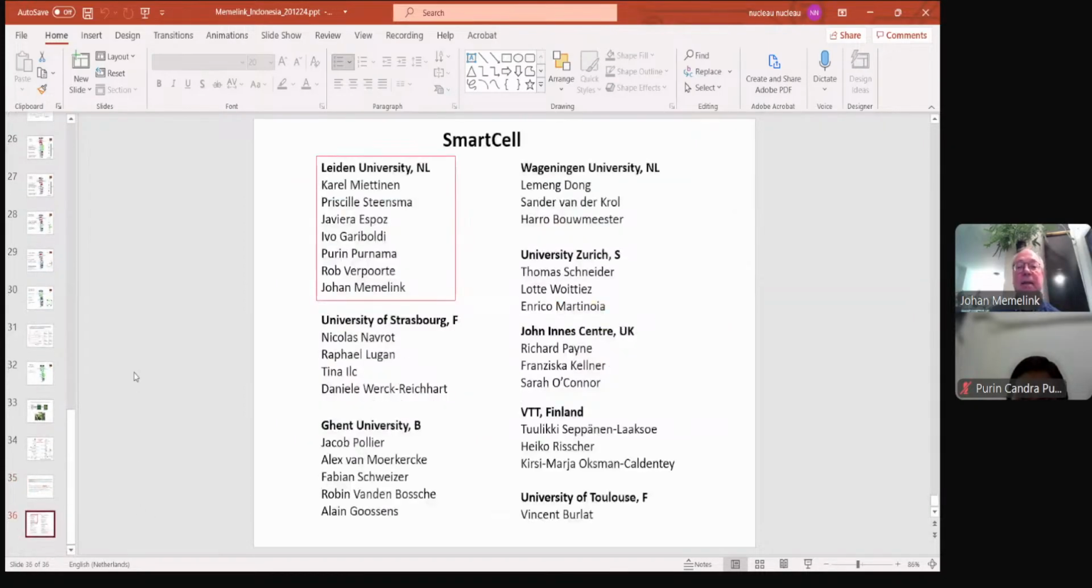Okay, and yeah, these are the collaborators in the Smart Cell project. You can also see that there's a large number of collaborators, and that they were active in different labs in Europe, in different countries, France, Belgium. And you can see that in the Leiden group, also Purnama contributed to the work, actually not to the work in this Nature paper, but in follow-up work that we published a year later. She also contributed to the work.